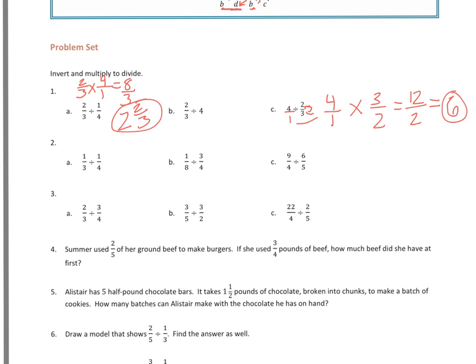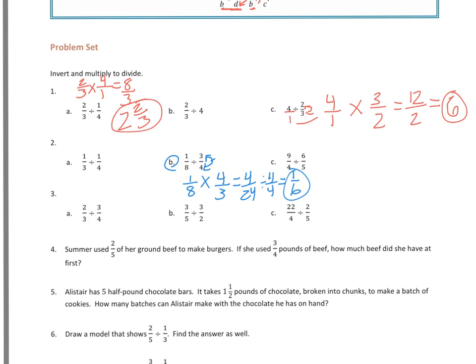We'll do B for this for 2. So 1/8, I'm going to invert 3/4. So I have 1/8, and now it's 4/3. And now I can multiply instead of divide. And I have 4/24ths, and I know that that can be simplified to 1/6. So you're seeing that we're just inverting the second fraction and then multiplying out.